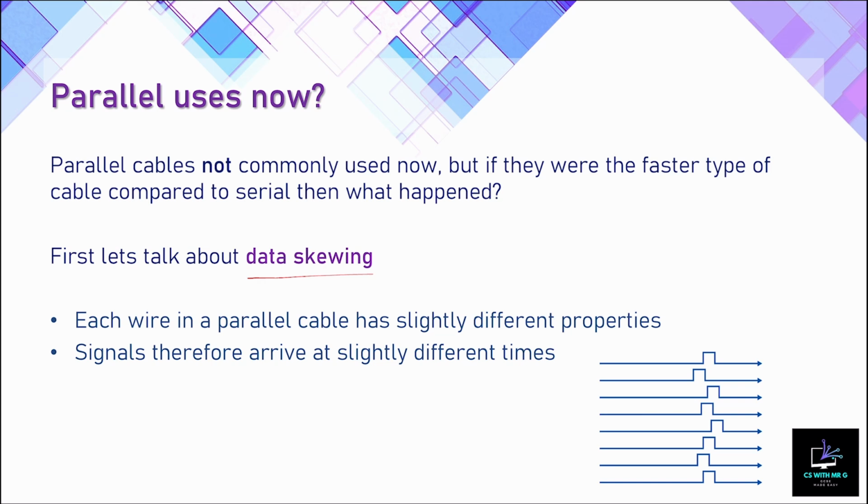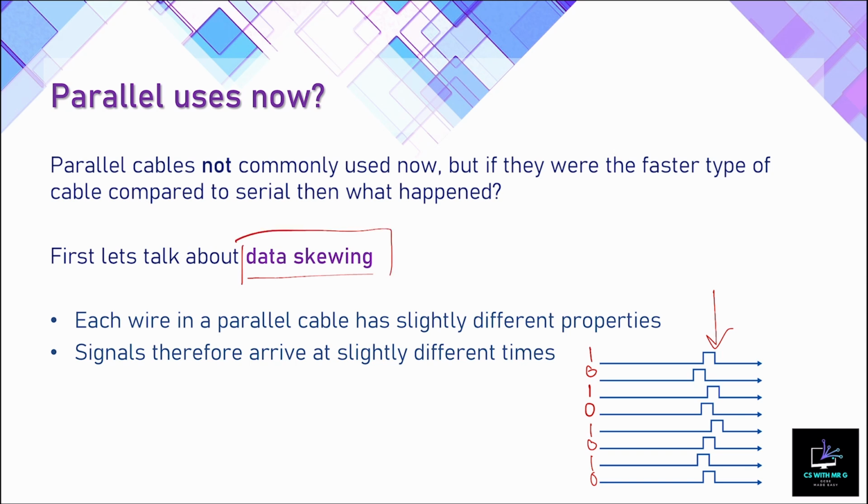Data skewing implies that if bits arrive slightly out of order, there could be problems with the data being sent. In the example here, you can see the bits are slightly out of sync. So this number that we're sending might not be received in the correct order on the other side, hence why it's called data skewing, okay?